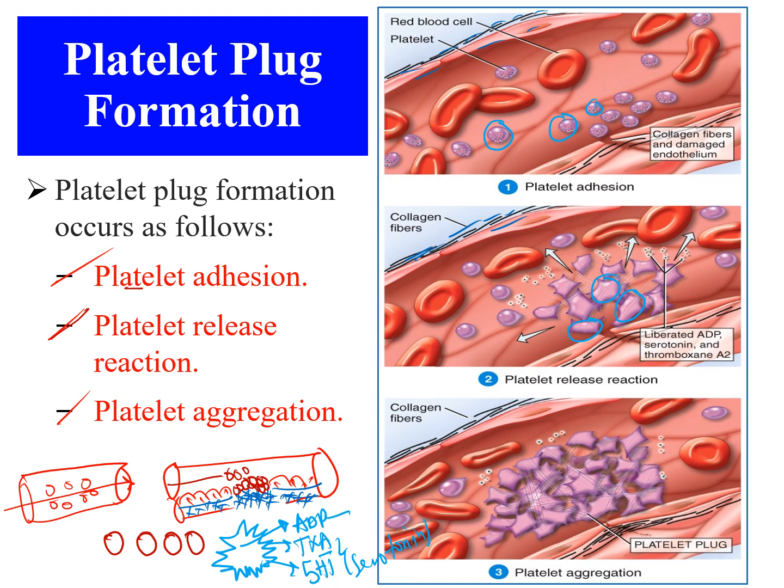ADP contributes to activation of more platelets. We're going to talk about that later on. Thromboxane and serotonin also, they are vasoconstrictors.